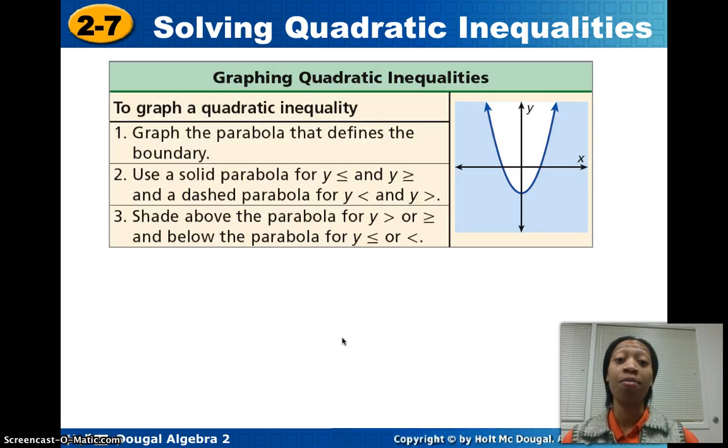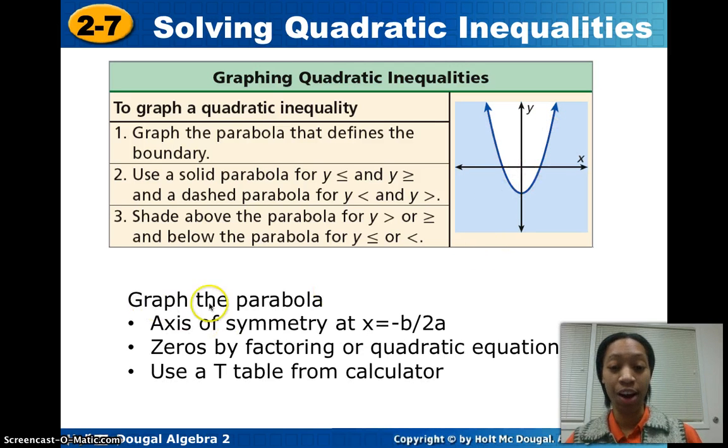All right, so to graph a quadratic inequality, the first thing you're going to do is graph the parabola that defines the boundary. So first you're going to graph the parabola. Then, as you're graphing it, you have to use a solid line. Okay, first you're going to graph the parabola.